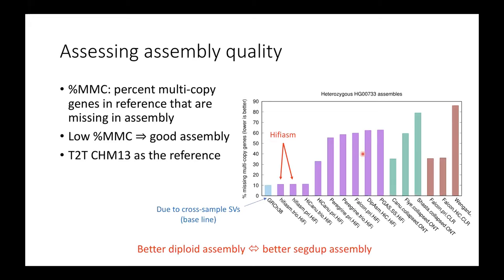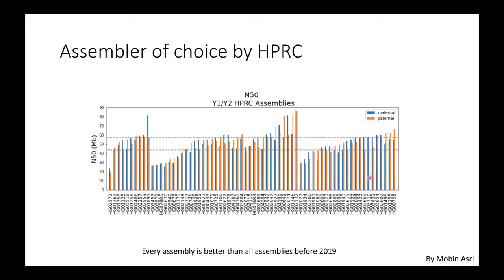But better diploid assembly means better haplotype resolution. And currently, HiFi-Sam is the assembler of choice for the Human Pangenome Project. The Human Pangenome Project is using HiFi-Sam to assemble all this data. You can see the N50 all around, for this phased parental trio assembly, is around 50 megabases, some even 80 megabases.